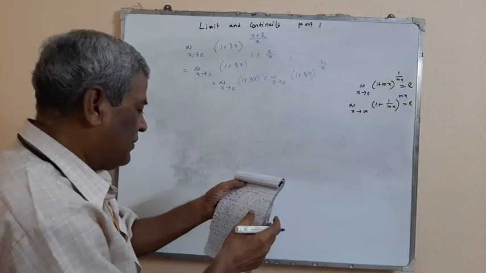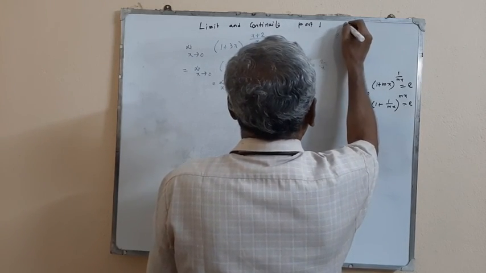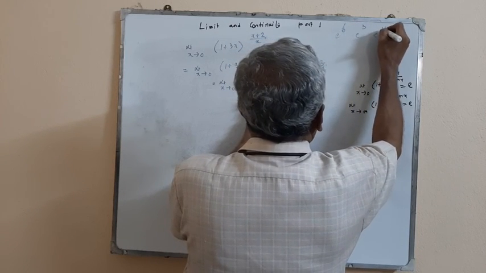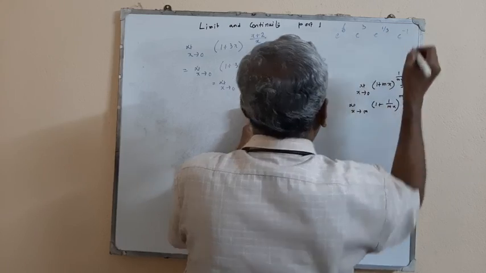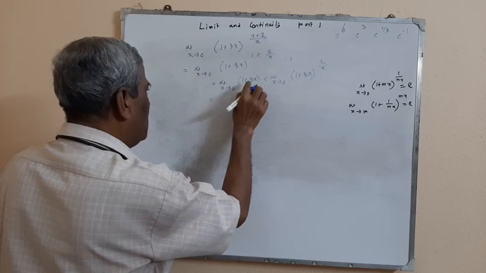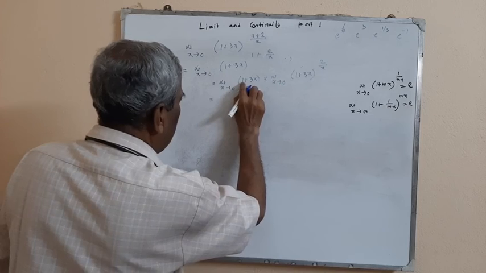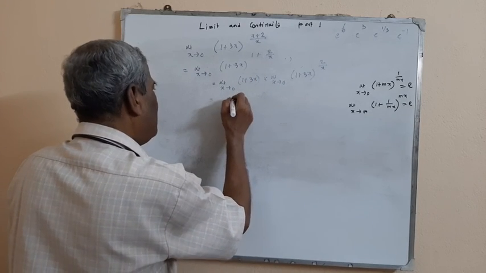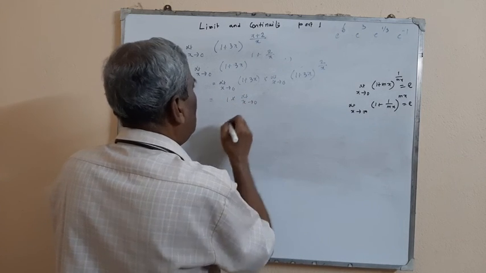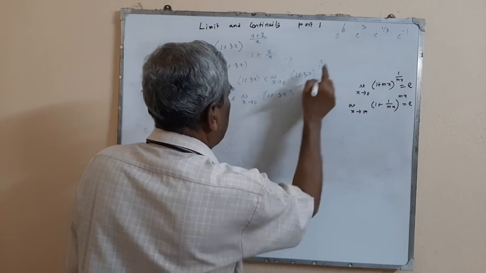Oh, again I have forgotten to give you the options. Options are e to the power 6, e to the power 3, e to the power 1 by 3 and e to the power minus 1. These are the options. The first part, it is limit x tends to 0, 1 plus 3x. This is simply 1 plus 0, 1, into limit x tends to 0, 1 plus 3x to the power something.